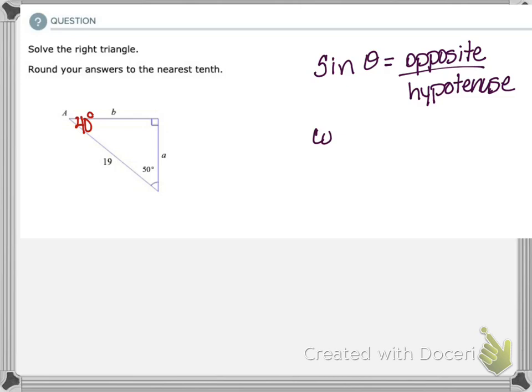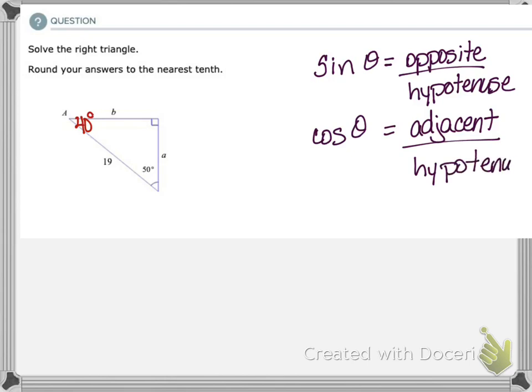And the cosine of an angle is adjacent over hypotenuse. Now you can choose your 50-degree angle or you can choose your 40-degree angle. It doesn't matter. I think I used my 40-degree angle, so that's what we're going to focus on. So if I want to do the sine of 40 degrees, that is going to be equal to my A value over 19. Okay, so that is how I am going to find the length of this side right here, because that is opposite of my angle over hypotenuse.